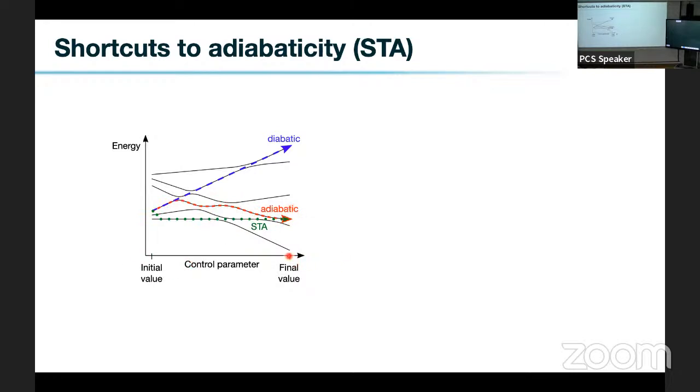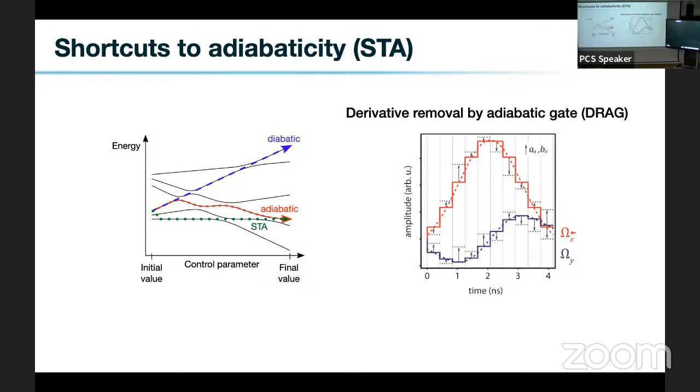And if the parameter is changed rapidly, then there is a transition between levels, and this is the diabatic process. The concept of the shortcut to adiabaticity doesn't care about what happens during the procedure. It only cares about the final energy level. So if the final energy level matches the initial level, then we are fine, right? This is the key of the STA technique. There are many techniques to make a shortcut to adiabaticity, but the most famous in superconducting qubits is DRAG, derivative removal by adiabatic gate, because it is easy to implement in experiment.